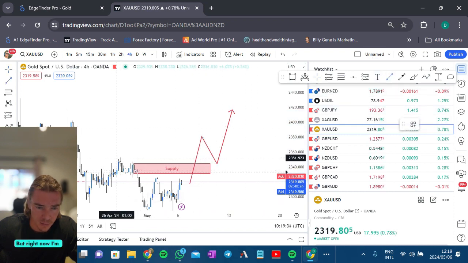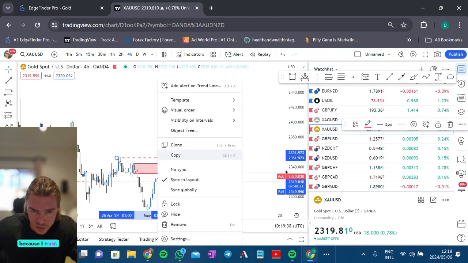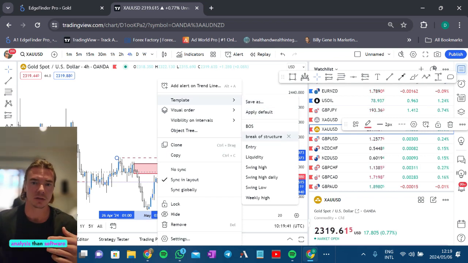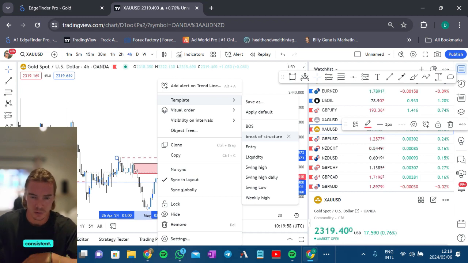But right now I'm actually more biased towards the sell perspective because I trust technical analysis more than software. And I want you guys to do that too. Rather not let other things cloud your vision. If you can see clearly that something's happening in the market through candle movements, price action, whatever it is that you're using, trust that more than anything else. Okay, because at the end of the day, we need to be consistent.